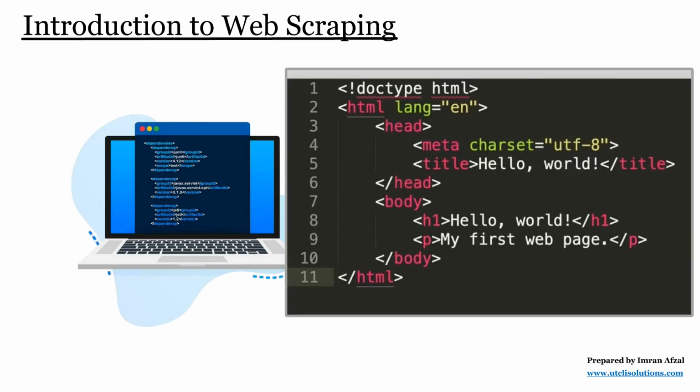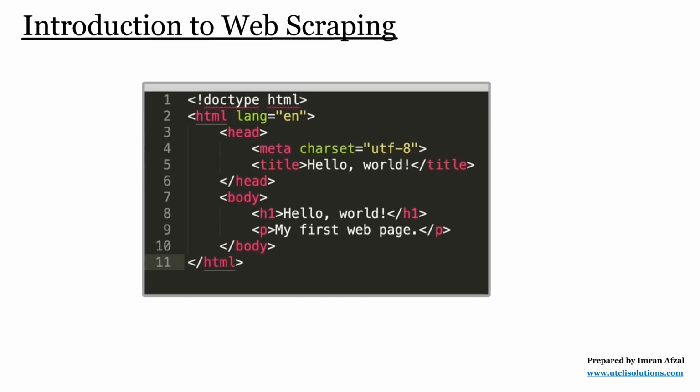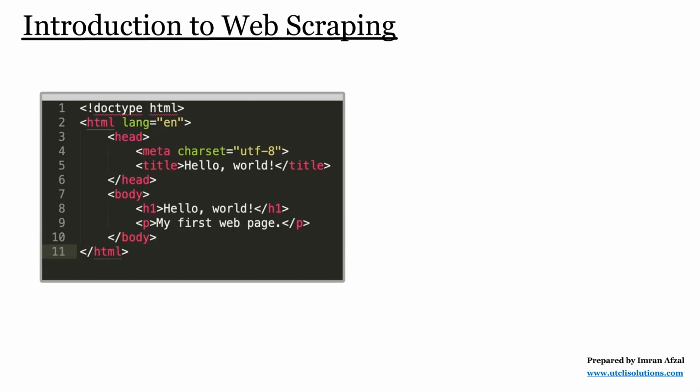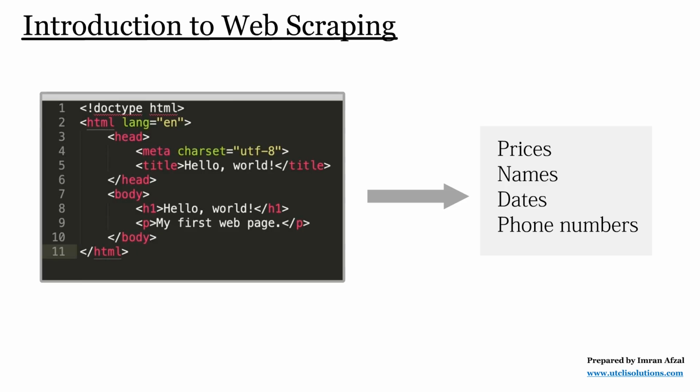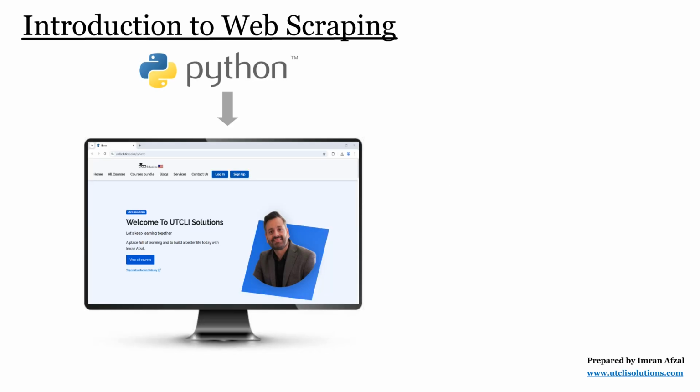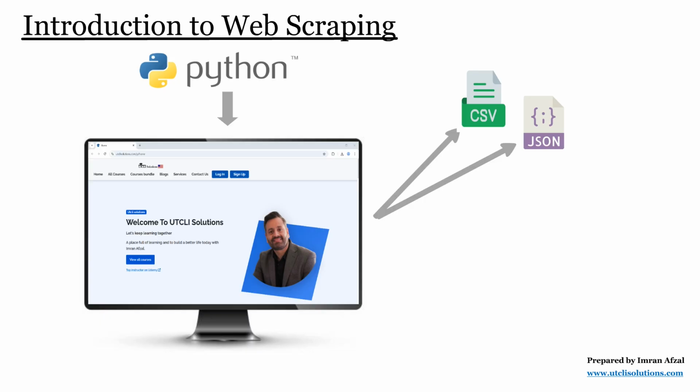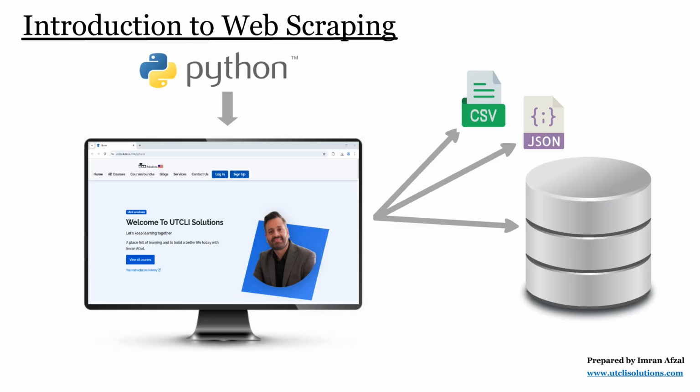That code is written in a format called HTML. Inside that HTML, there are words like prices, names, dates, phone numbers, or anything else that is shown on the screen. Python can understand that HTML code and find the exact spot where the data is written. Once it finds that spot, the data is copied from the website using Python, and it can be saved in different formats, like a CSV file, a JSON file, or directly into a database.